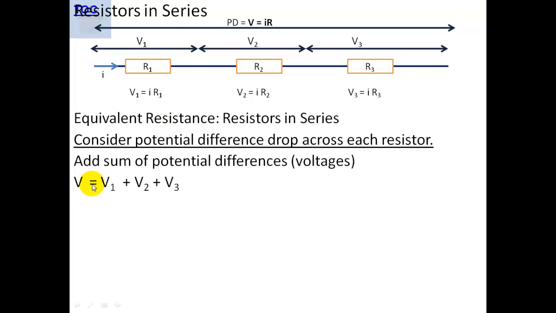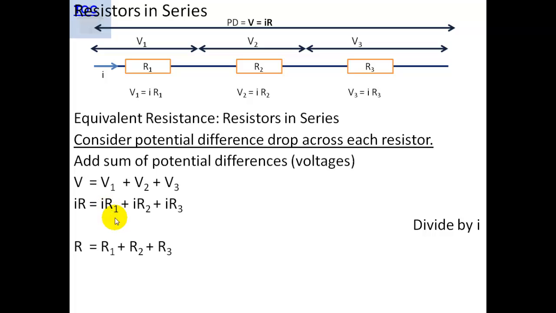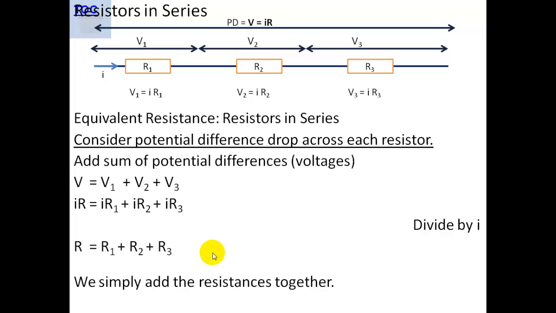In other words, the total voltage is the sum of the voltages across the resistors. And we know this is equal to IR for each of the resistors and is equal to IR, where R is the equivalent resistance. Now we can divide by I and we end up with the resistance. The total resistance is basically the sum of the resistances. There's nothing simpler than this. So we simply add the resistances together. So this is in series.